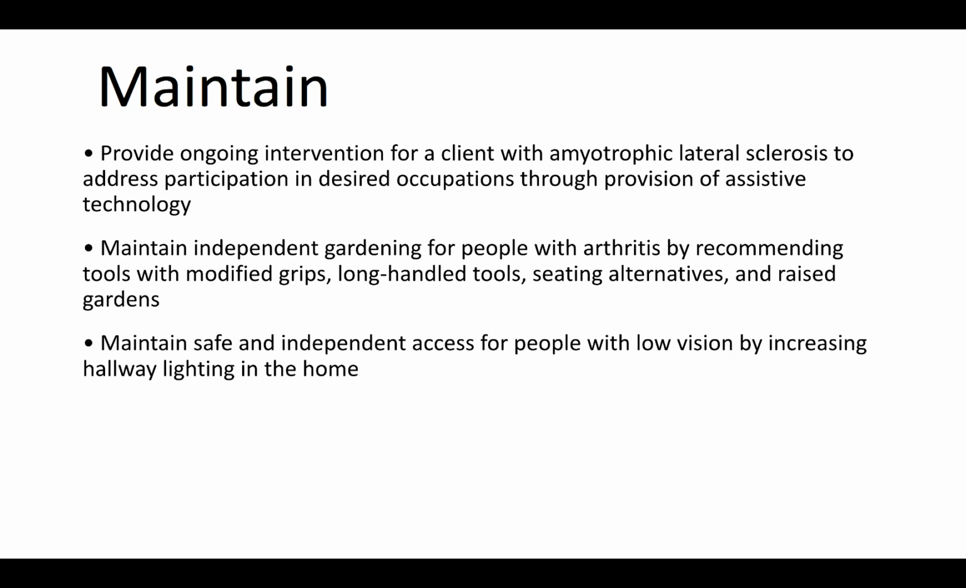The next is maintain safe and independent access for people with low vision by increasing hallway lighting in their home. Again, we're not going to change somebody with low vision, but what we can do is we can increase the lighting or improve their safety within their house. So that's what we talk about with maintain.